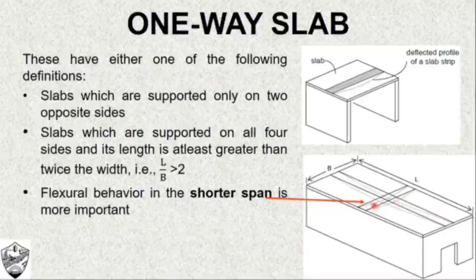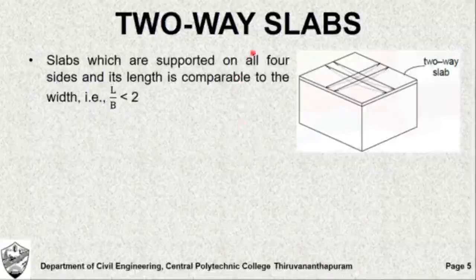So we say it is always the shorter span of a one-way slab that is very important. So you must bear in mind that the shorter span of a one-way slab is of very great importance as far as its design is concerned. So for the design of one-way slabs, we use the shorter span of the slab. Now coming to the two-way slabs.